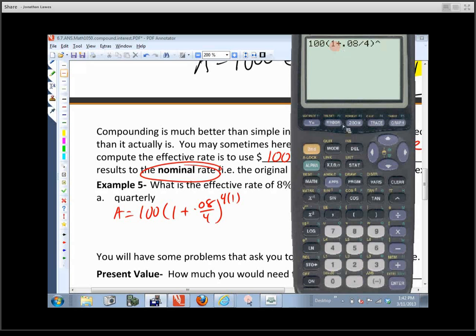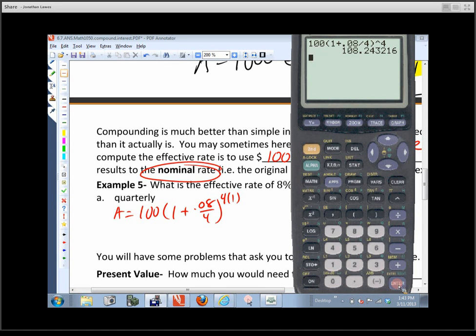Exponent's of 4. Okay, now, we're being paid about 8% interest. It's being compounded though, so it's going to make the interest rate look like it's a little bit more. So we're expecting an answer that's a little bit bigger than 8%. Now take a good look at this. How much did we put in? We put in $100. How much is there at the end of 1 year if it's compounded quarterly?